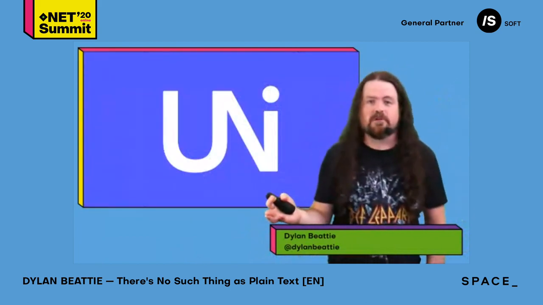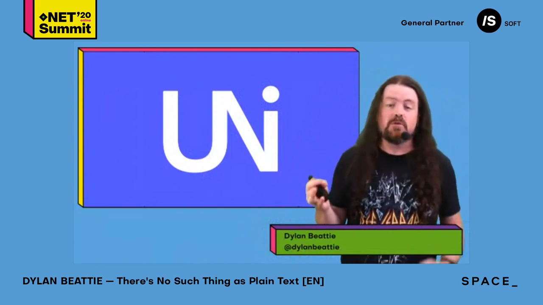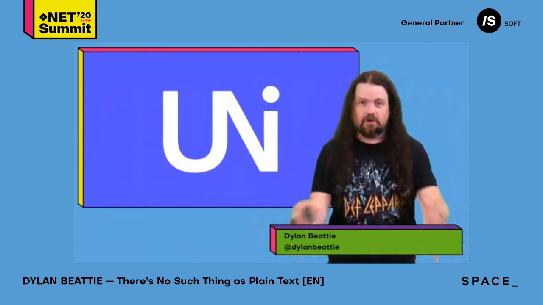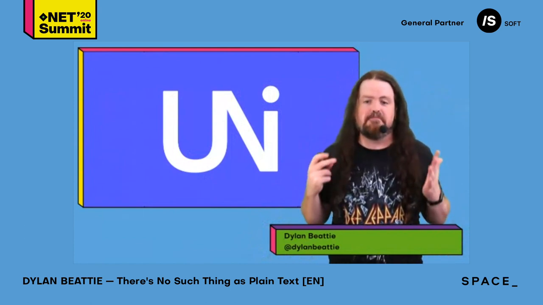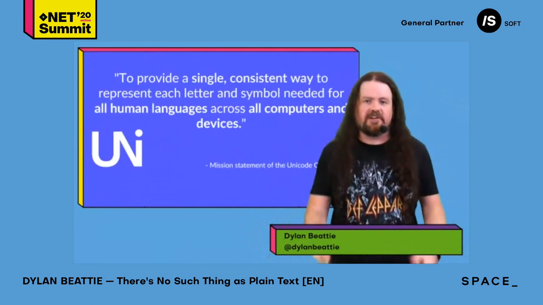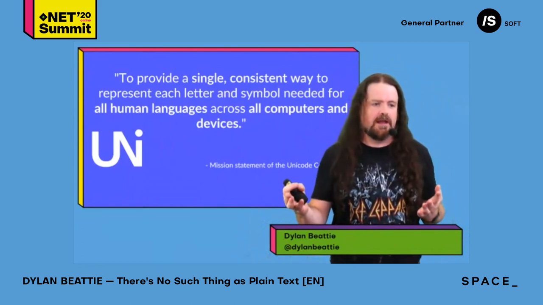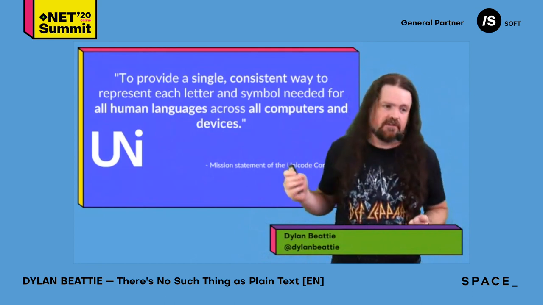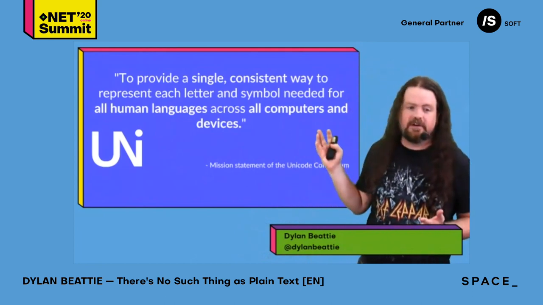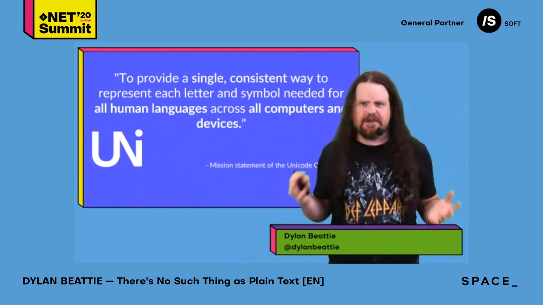The Unicode project started in 1988. The Unicode Consortium, which is the nonprofit body that controls it, was established in 1991. Their mission statement was to provide a single, consistent way to represent each letter and symbol needed for all human languages across all computers and devices. Now, this is a big deal. Let's break that down a little bit.